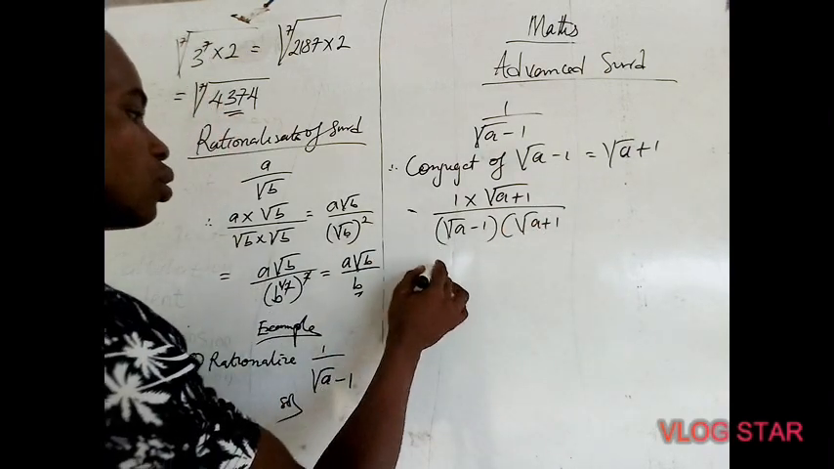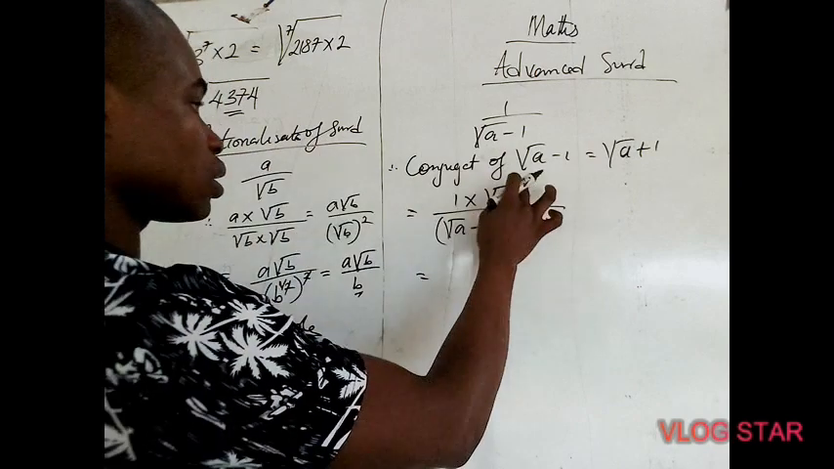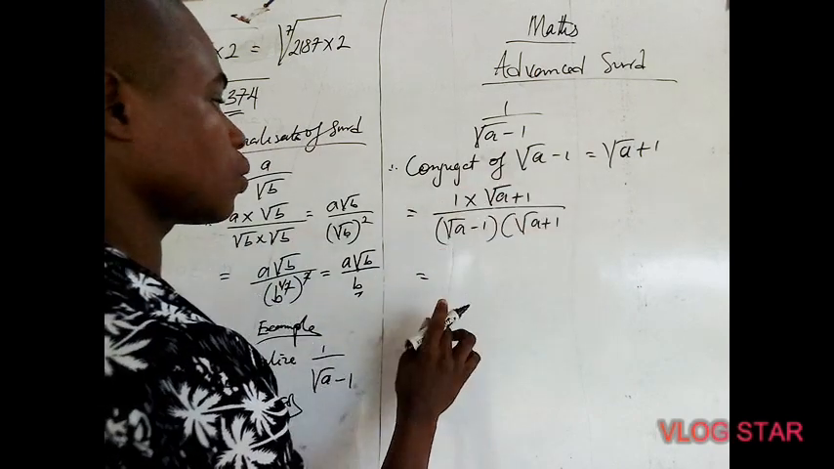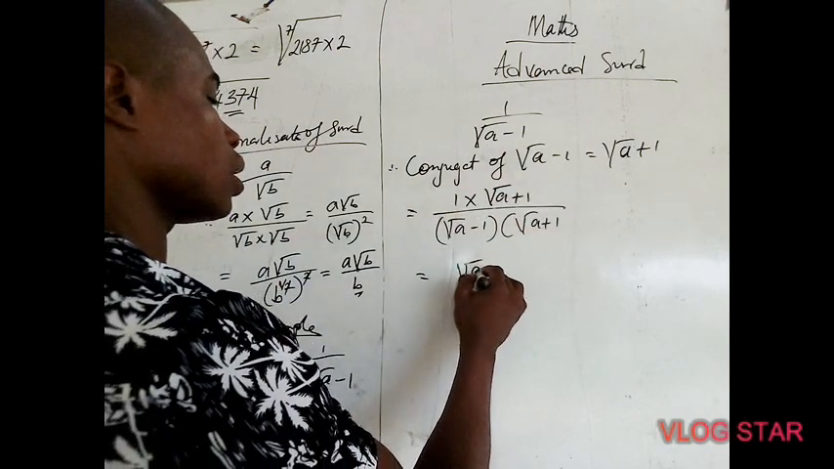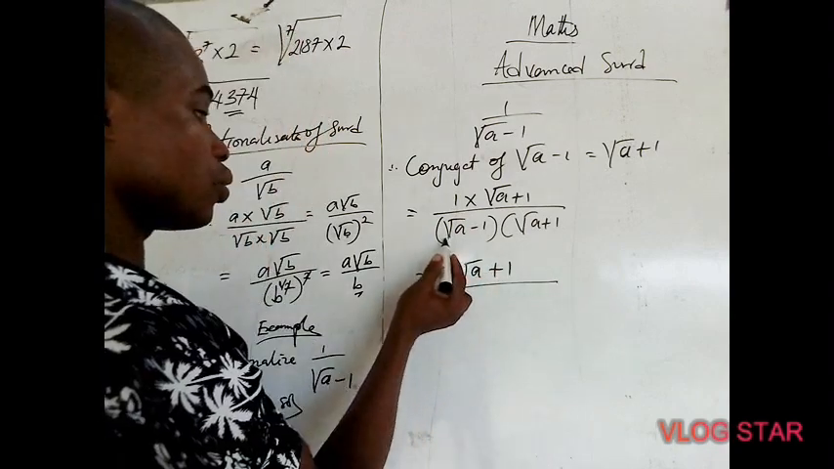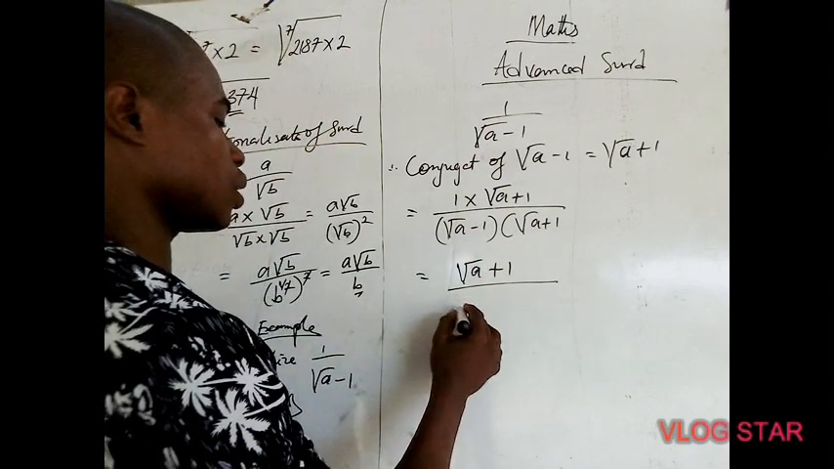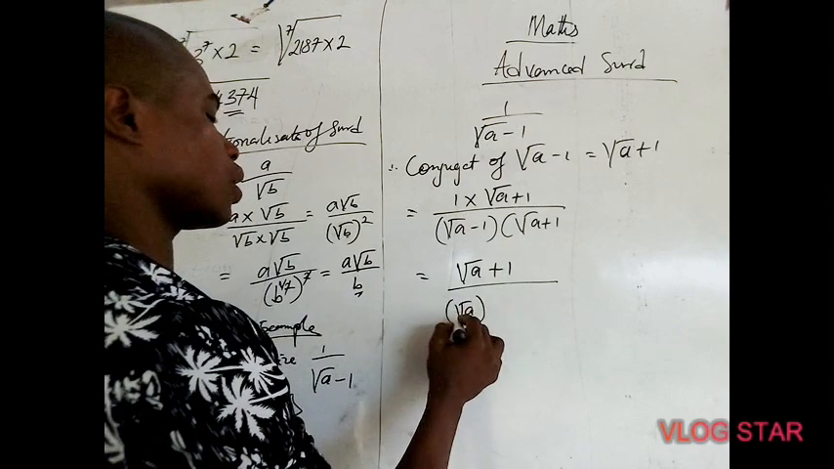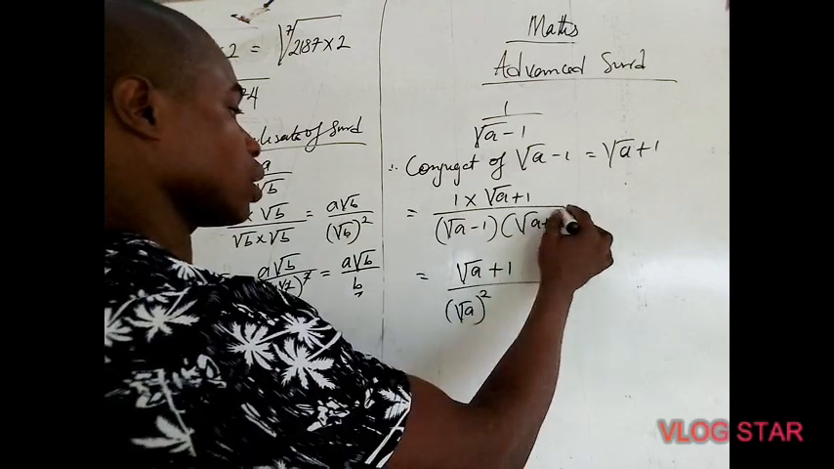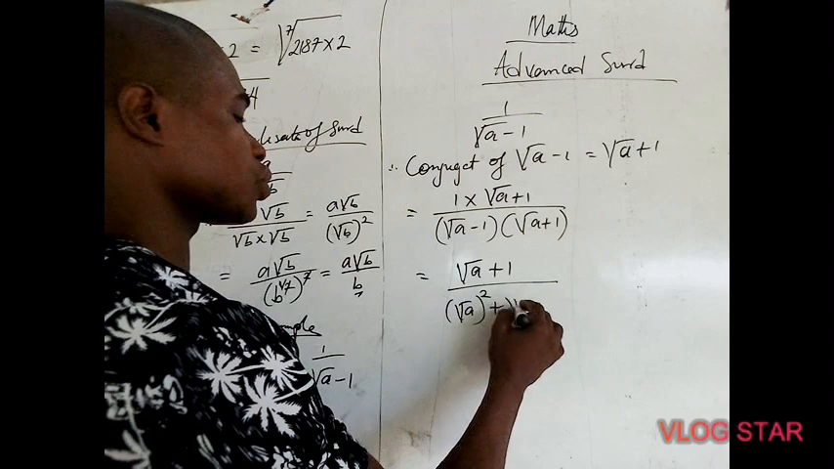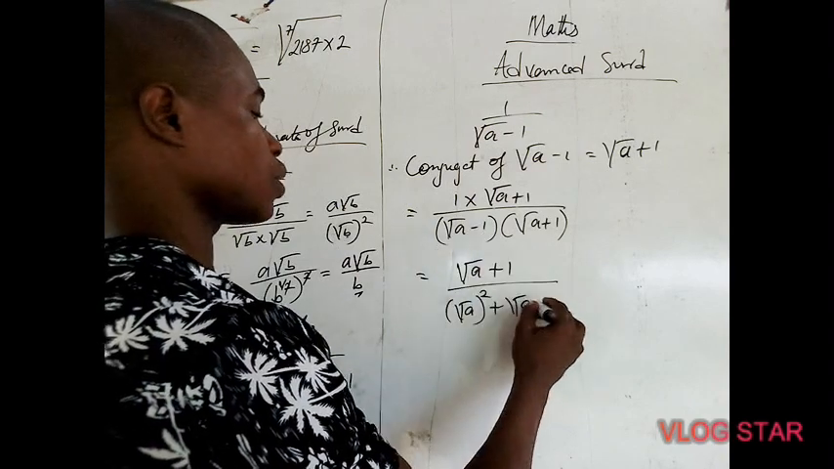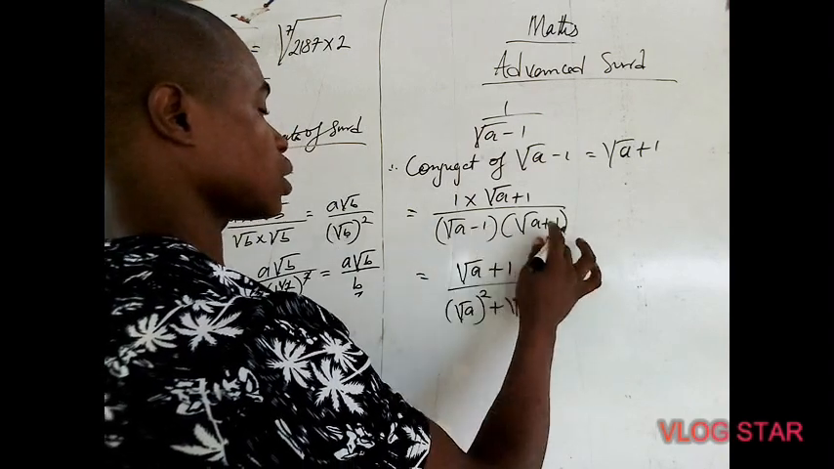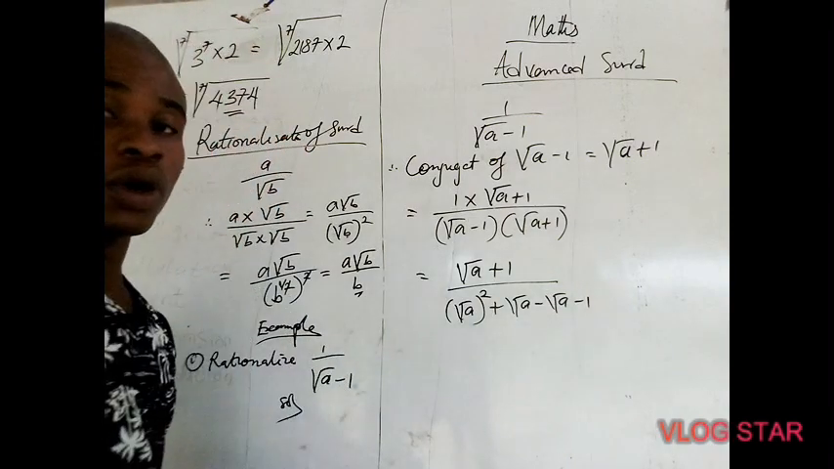and that will be equal to what we have here: 1 times root a plus 1 will give us root a plus 1, all over. Root a times root a will give us root a raised to power 2. Root a times plus 1 here will give us plus root a. Then minus 1 times root a will give you minus root a. Minus 1 times plus 1 will give you minus 1, and that will be equal to what we have left.